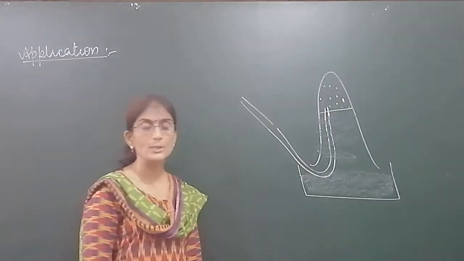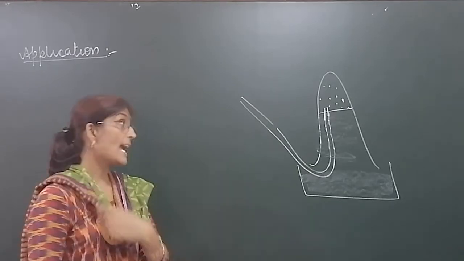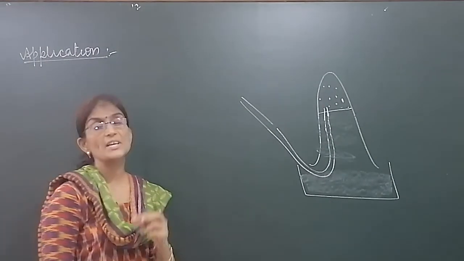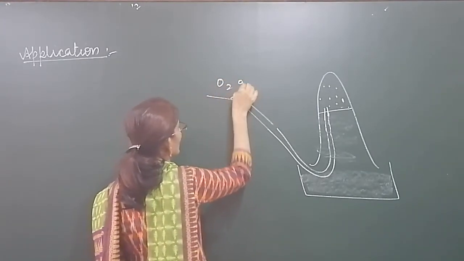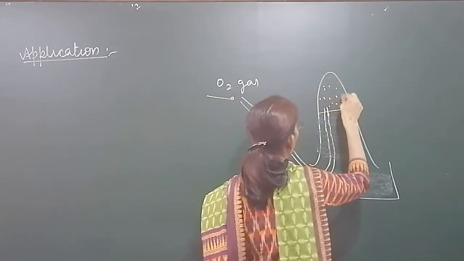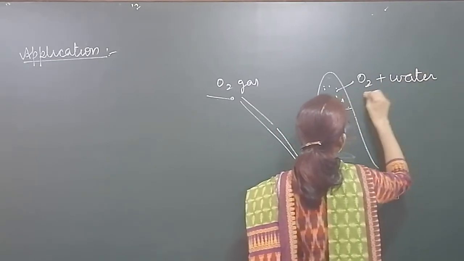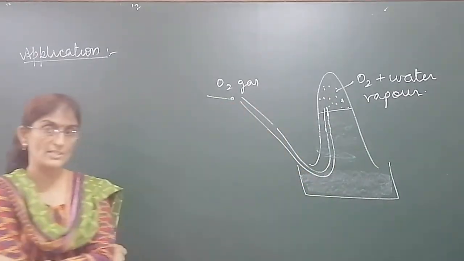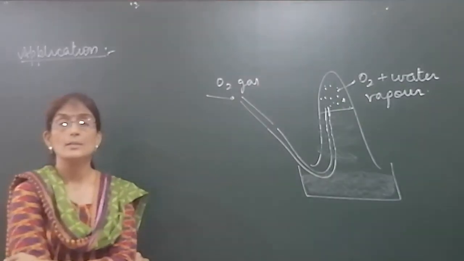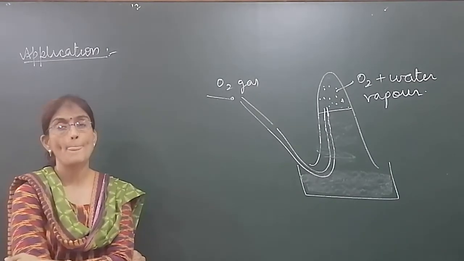When gas is collected over water by downward displacement of water, the gas collected is saturated with the water vapor. Oxygen gas is coming from here, but when it is collected on top, we will have oxygen plus water vapor. Because we are collecting it over water, some water vapor will also be present along with oxygen. We can say that the gas is not dry, it consists of water vapor, wet gas.